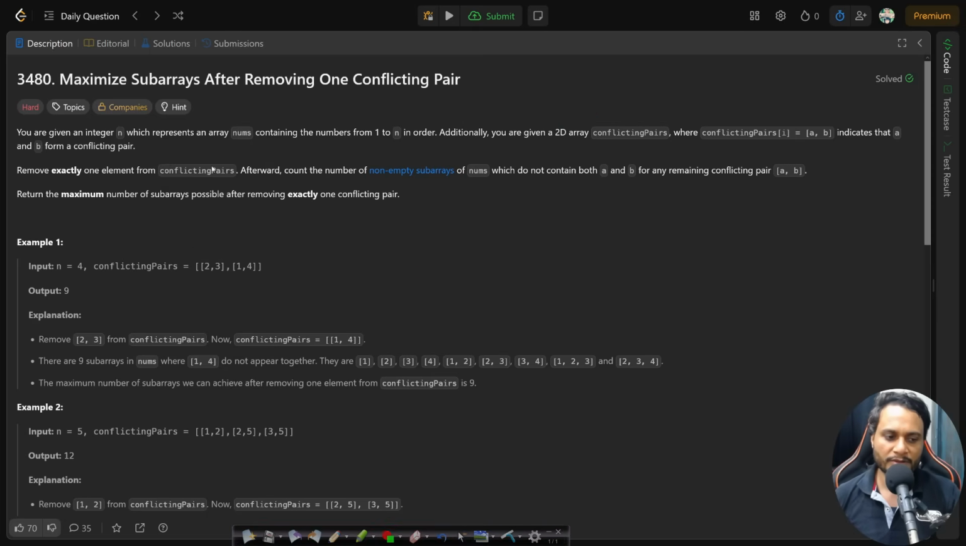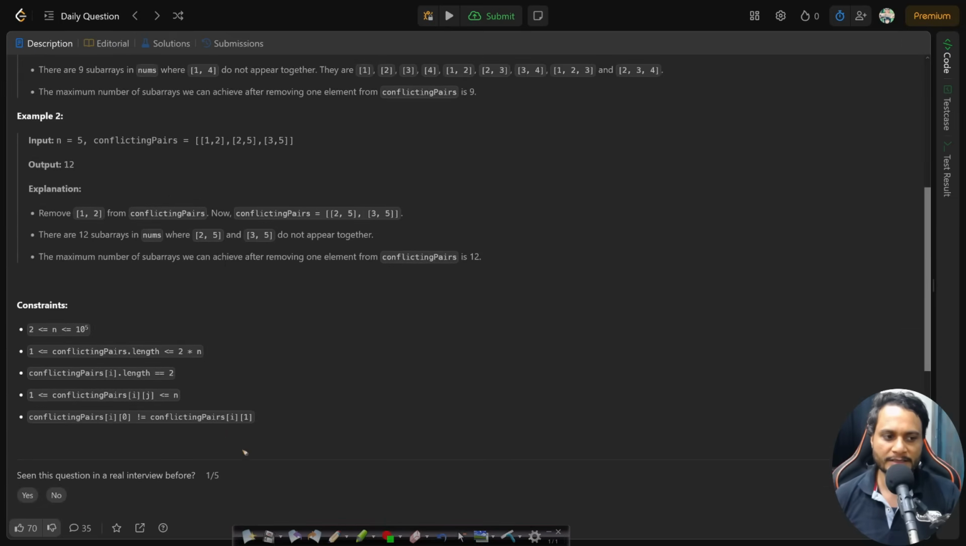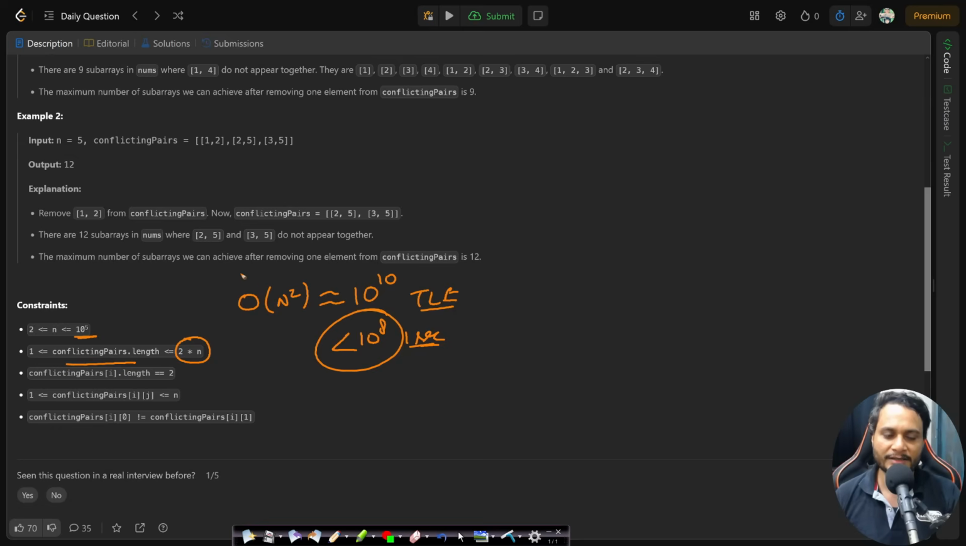Now in our problem statement you will see that the n value is 10 to the power of 5 and the conflicting pairs length is also 2n, so both are equivalent to n. So if you write an nm or an n square algorithm, then that will be 10 to the power 10 computations, which will give you TLE, because 10 to the power 8 is the standard for 1 second, so you need to have computations less than 10 to the power of 8. So in this case, an order of n log n or m log m or something better than this would be the one which we will need, order of n or n log n, right? So I hope the entire constraint and the problem is clear. Let's now look at some observations.